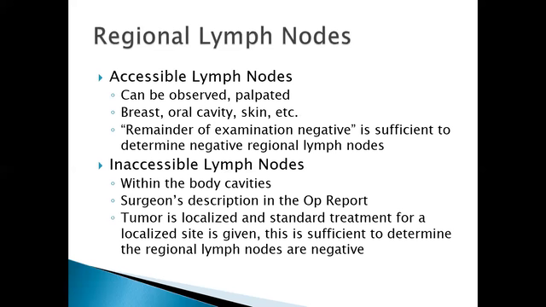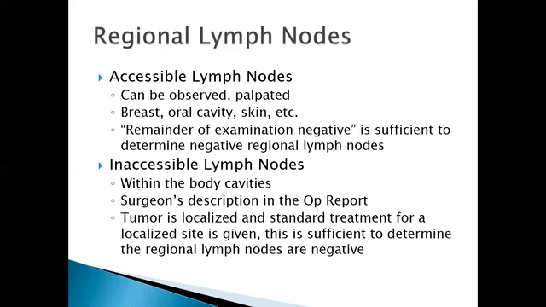However, some regional lymph nodes are not palpable and therefore inaccessible. These are lymph nodes within the body cavity, like for the bladder, kidney, prostate. If a patient has surgery and the surgeon does not remove any lymph nodes, the best place to look for information about the lymph nodes is the description of the surgeon's evaluation at the time of their exploratory surgery or their definitive surgery.